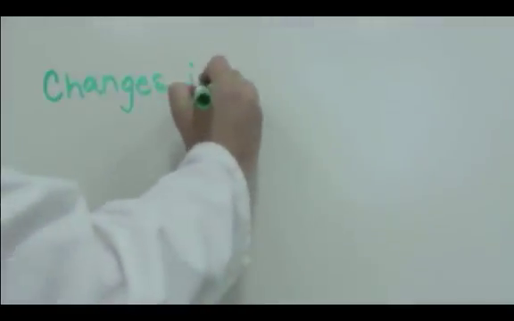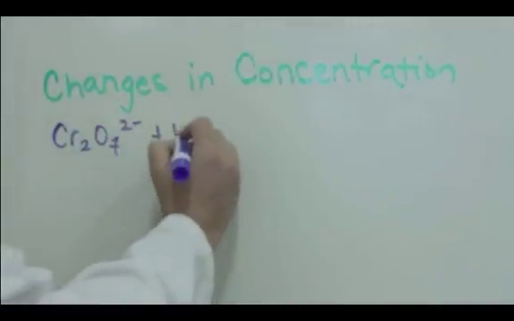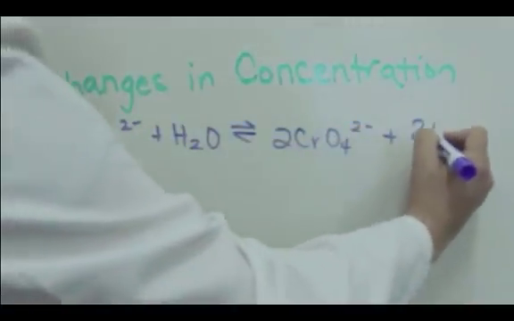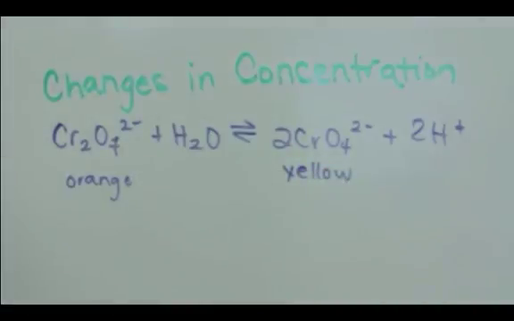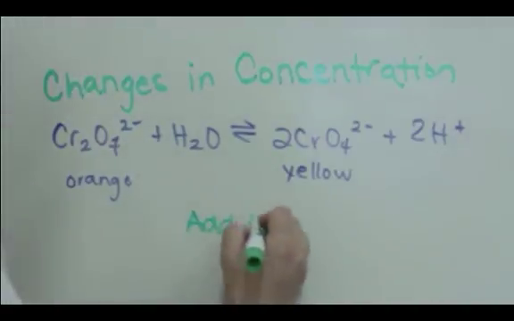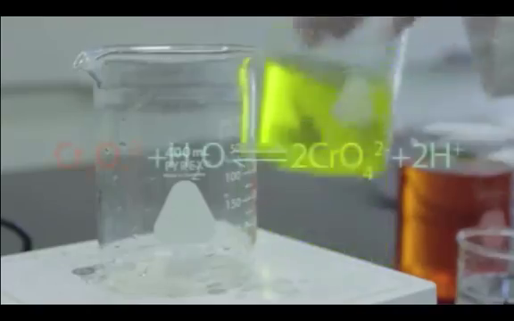First, we'll observe the effect of changing the concentration on the equilibrium. The equilibrium that we'll study is one of dichromate in equilibrium with chromate ions. Dichromate is orange in solution, while chromate is yellow. We'll observe the effect that adding HCl and adding OH- will have on the system.